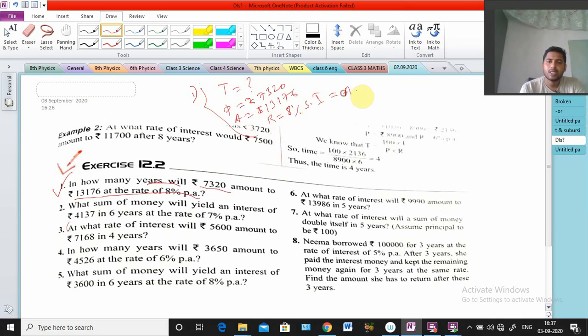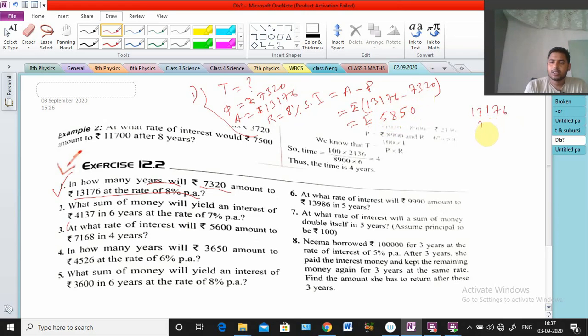SI equal to what, sir? I told you, amount minus principal. Clear? Just subtract it. Amount how much, sir? 13,176 minus 7,320. Okay, so do the subtraction here. 6 minus 0, 0. 7 minus 2, 5. 7 minus 2, 5. Okay, and 1 minus 3 not possible, 11 minus 3, 8. Okay, clear? And 12 minus 7, 5. 5,850.